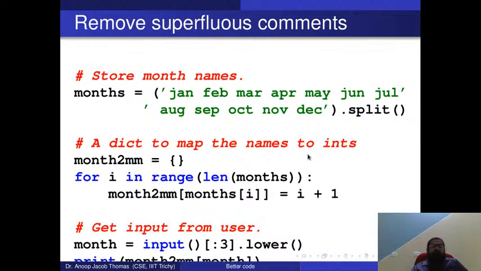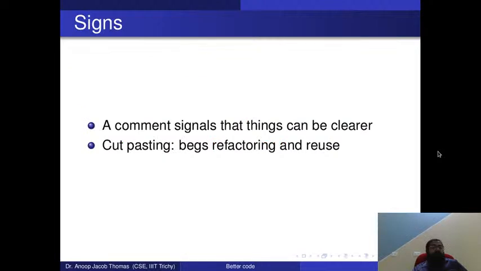Okay. Remove the superfluous comments. So do you need the comments for months is equal to this thing, store month names, a dict to map the names to ints? Do you need that information? No, right? When you read this particular code, you will easily understand that. So you can actually remove those comments if you want. Okay. So a comment signals that things can be clearer. Cut pasting begs refactoring and reuse.